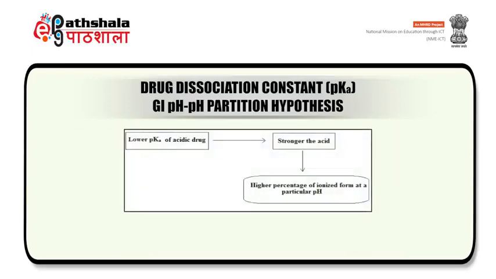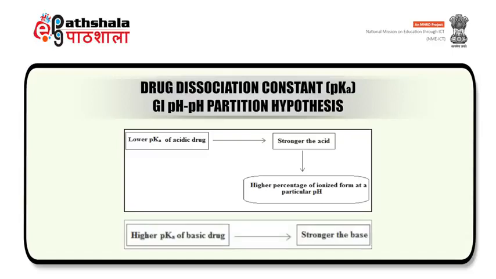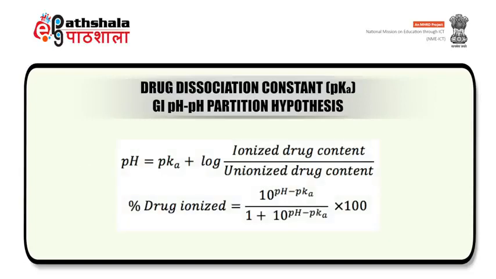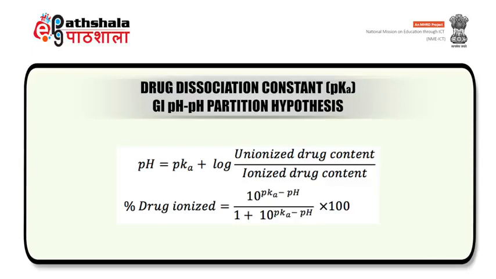If we look at this, the lower the pKa of the acidic drug, the stronger the acid, and the higher will be the percentage of ionized form at a particular pH, and the higher the pKa of the basic drug, the stronger will be the base. The Henderson-Hasselbalch equation is useful to calculate the content of the ionized form of the drug in the fluid at a particular pH. For the weak acids, pH is equal to pKa plus log ionized drug content upon the unionized drug content, and for the weak bases, pH is equal to pKa plus log unionized drug content upon the ionized drug content.